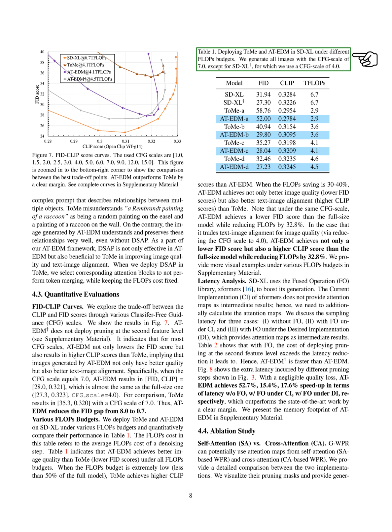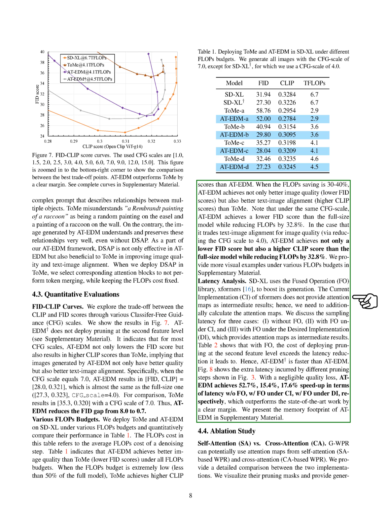Our analysis reveals that deploying pruning at the second feature level incurs a higher cost than the latency reduction it provides. Consequently, AT-EDM is faster than AT-EDM. Additionally, we illustrate the extra latency introduced by different pruning steps in Fig. AT-EDM achieves notable speedups of 52.7%, 15.4%, and 17.6% in latency without FO, with FO under C, and with FO under D, respectively, with minimal quality loss, surpassing existing methods significantly.